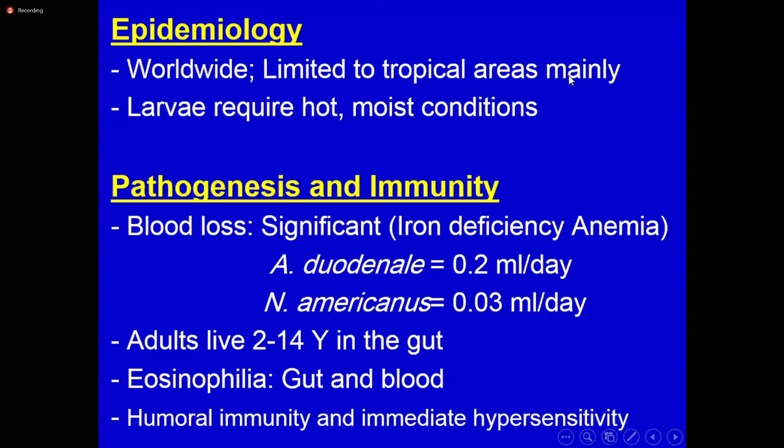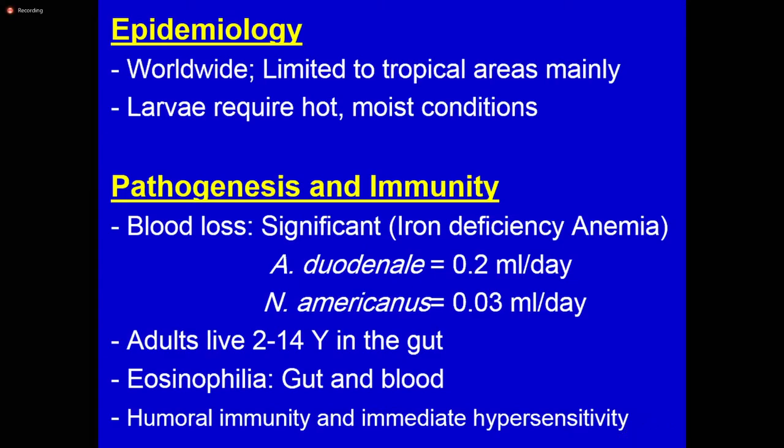Epidemiology: limited to tropical areas, of course. Larvae require hot and moist conditions. These hookworms have tooth-like structures, or plates for Americanus, that cut the intestine, and you get significant blood loss. This can lead to iron deficiency anemia. Ankylostoma duodenale, for example, can cause a loss of 0.2 ml per day.